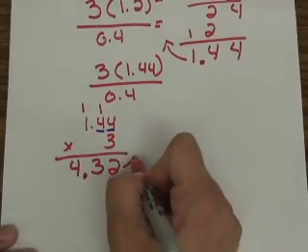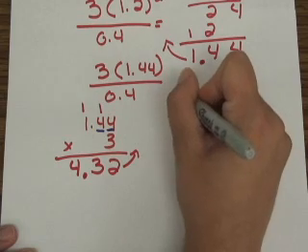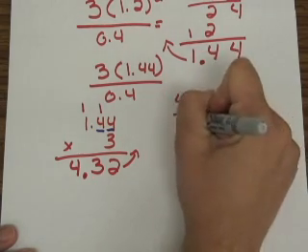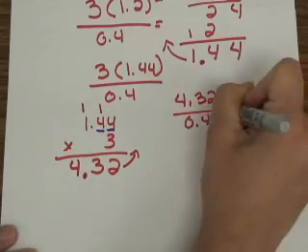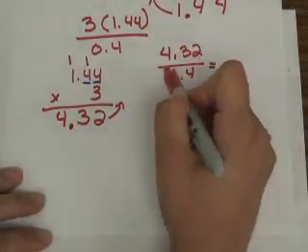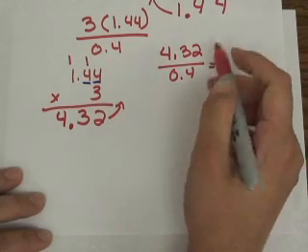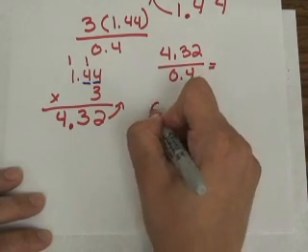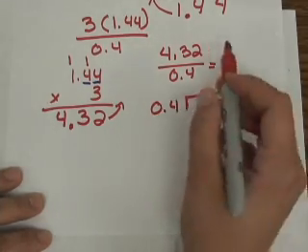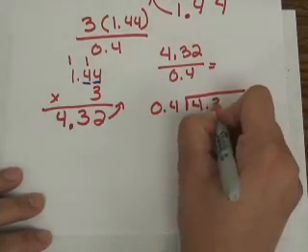And now we're going to take that and plug it back into our regular problem. So we have 4.32 divided by 4/10. So now let's work that out. So it's the numerator divided by the denominator. So the denominator goes on the outside of our division problem, and the numerator goes on the inside.